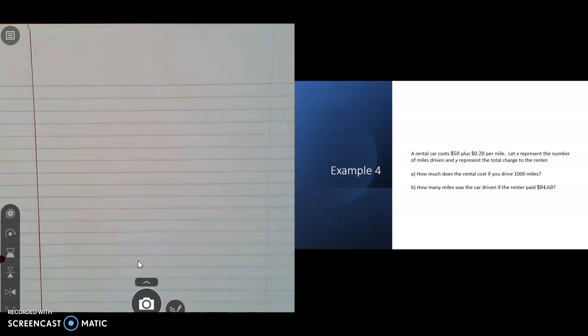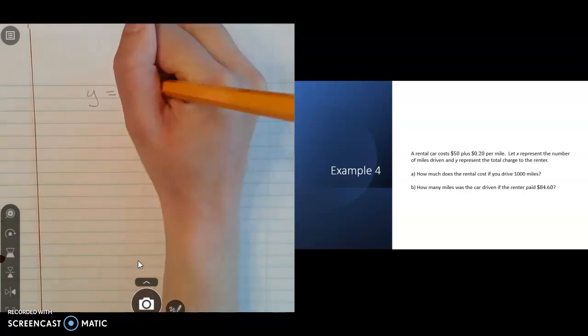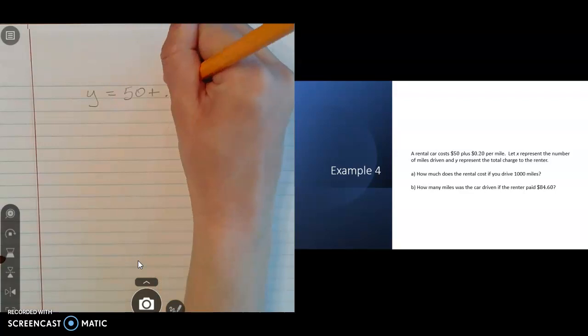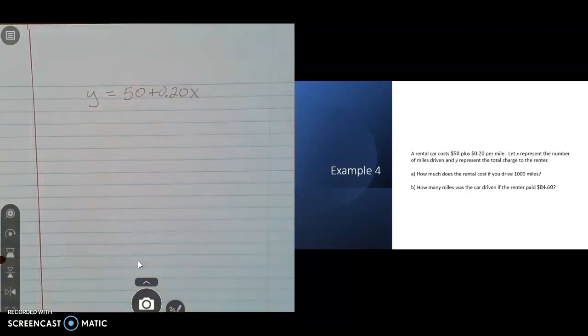So the example problem I have for us right now says that a rental car costs $50 plus 20 cents per mile. Let X represent the number of miles driven and Y represent the total charge to the renter. So using that, my total charge, which would be our Y, would equal $50 plus 20 cents, so that's $0.20 per mile. So we'll do that times the number of miles that is driven, so times X. So that would represent our situation, and then we can answer some questions.